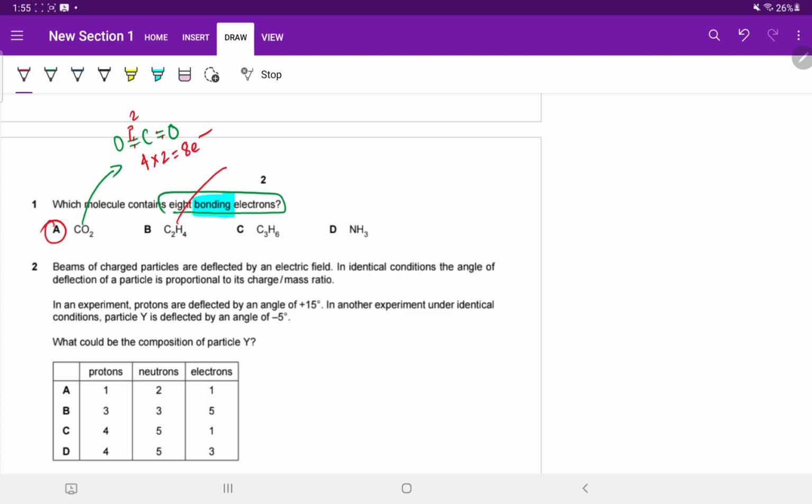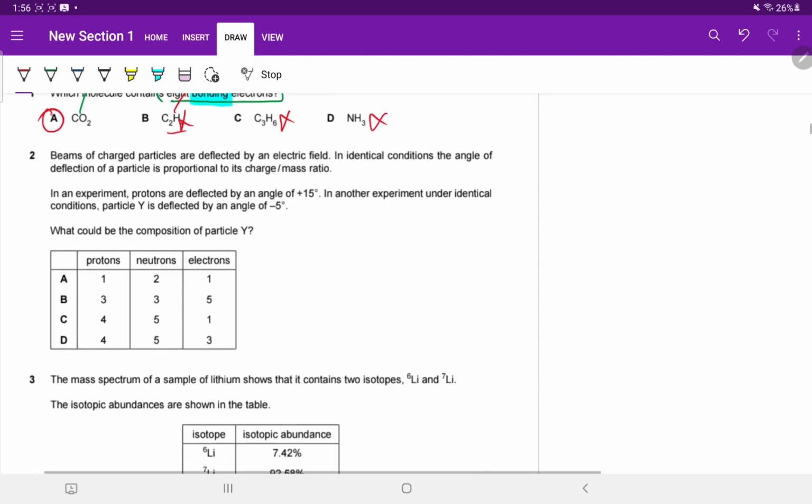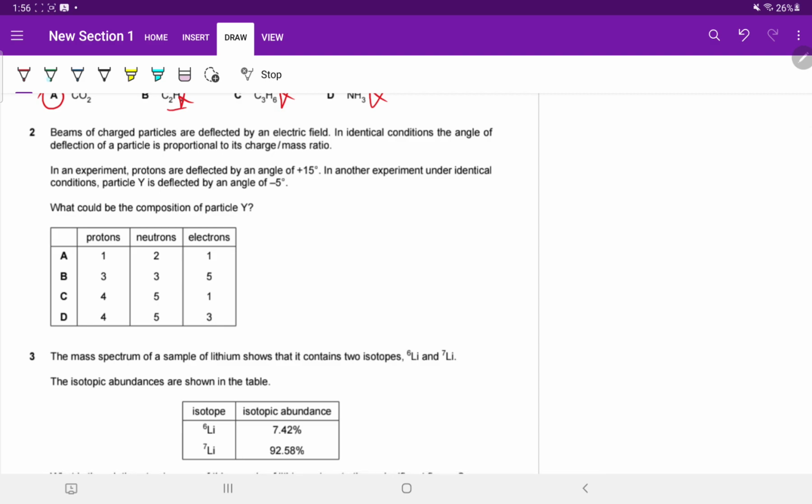Now if you want to check the others, here we have ethene, which is C double bonded with C, and there are 4 hydrogens. So over here we have 4 for the double bond, and 2, 2, 2, 2 for the C-H bonds, so we have another 4 plus 4, which gives us around 12 electrons. So this is wrong, and these ones will also be wrong. So that's our answer, A.